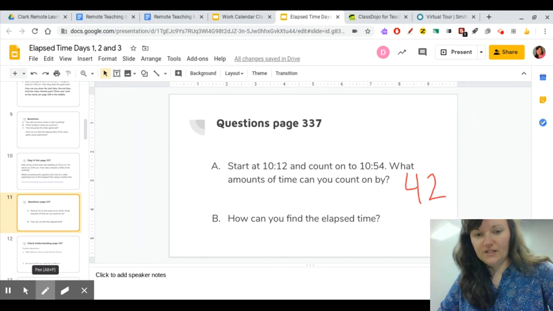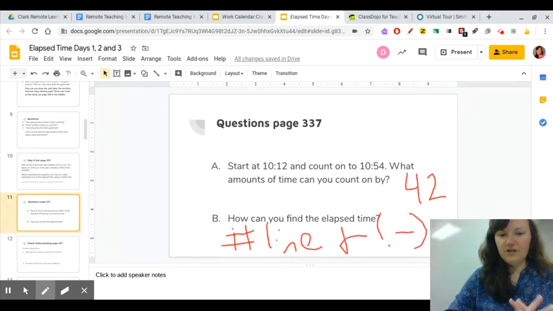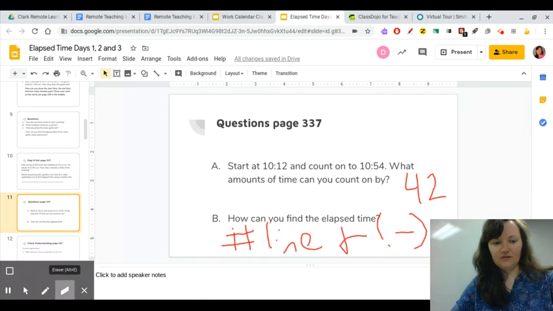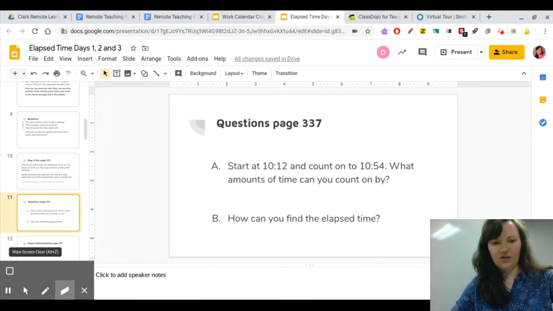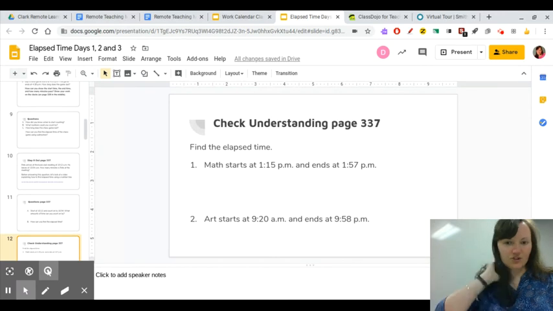Then it says, how can you find the elapsed time? We kind of already did that. We did number line and subtraction, right? So go ahead and record those answers for A and B, and then we'll move on to the next question. We're still on page 337. It's doing the check understanding down at the bottom.